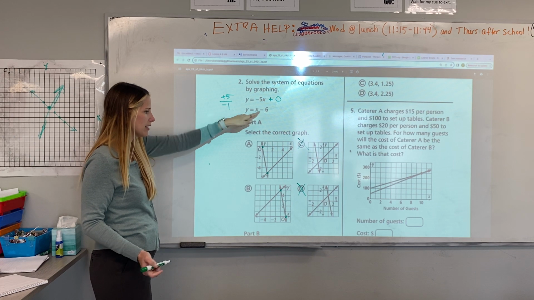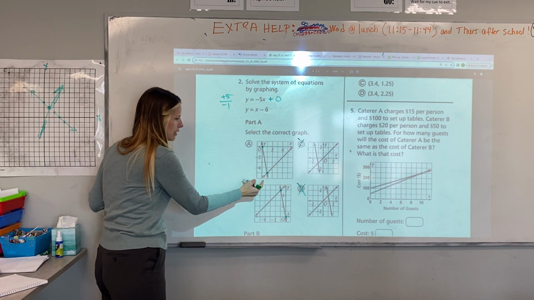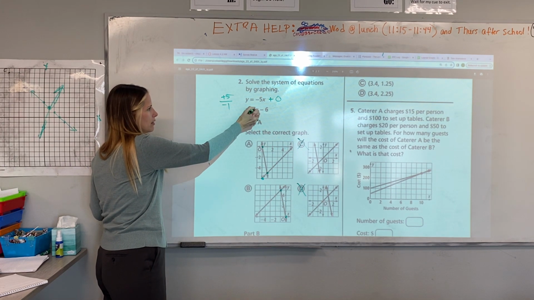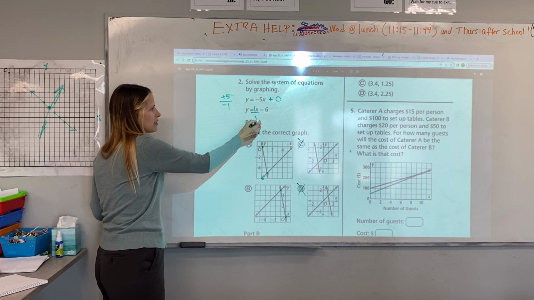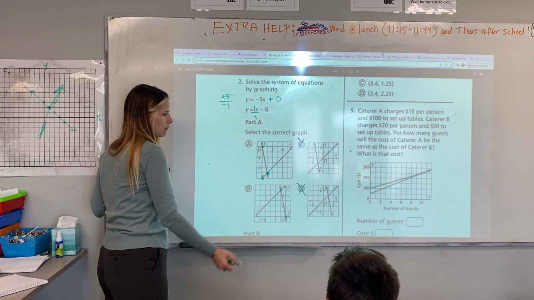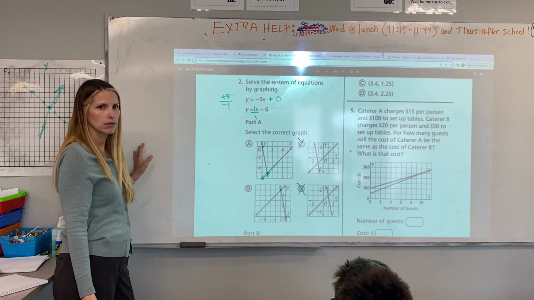Y-intercept is negative 6, 2, 4, 6. Yep, this line is intersecting right here. And then x is a 1x, so that's positive 1 over 1. Up 1 over 1. Right there, that's the line. We found it.